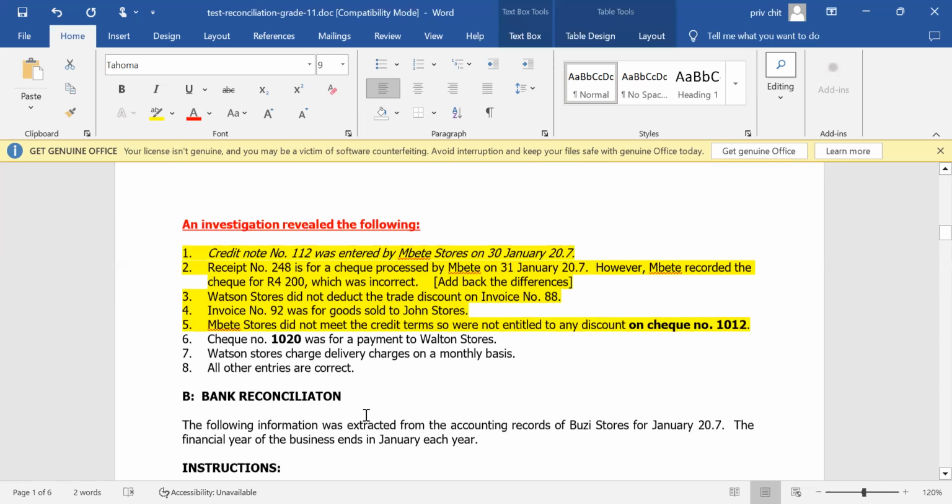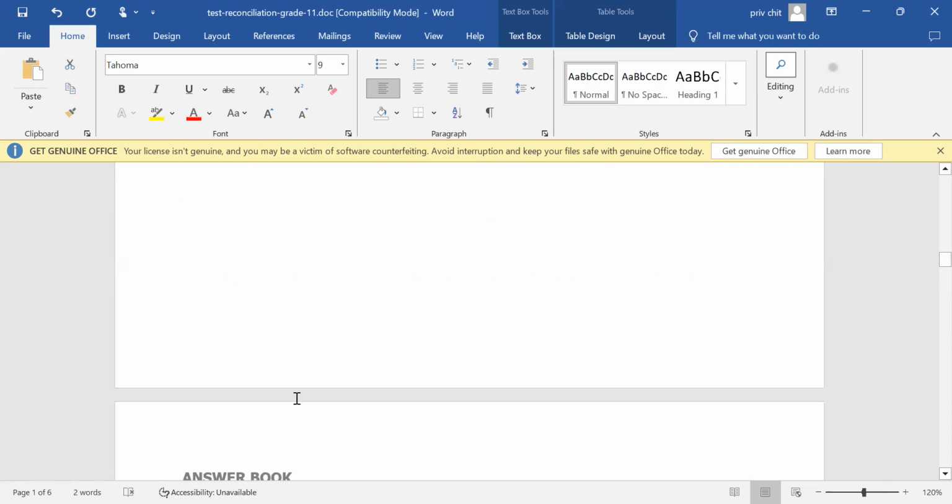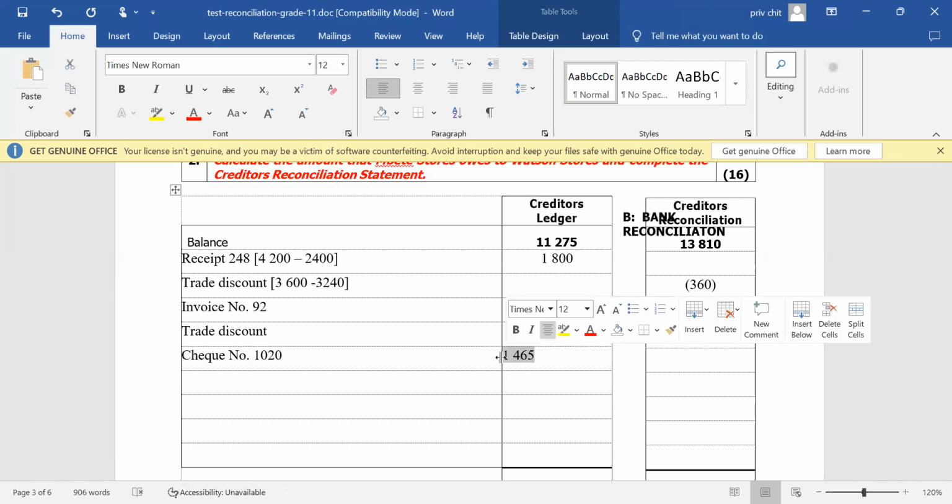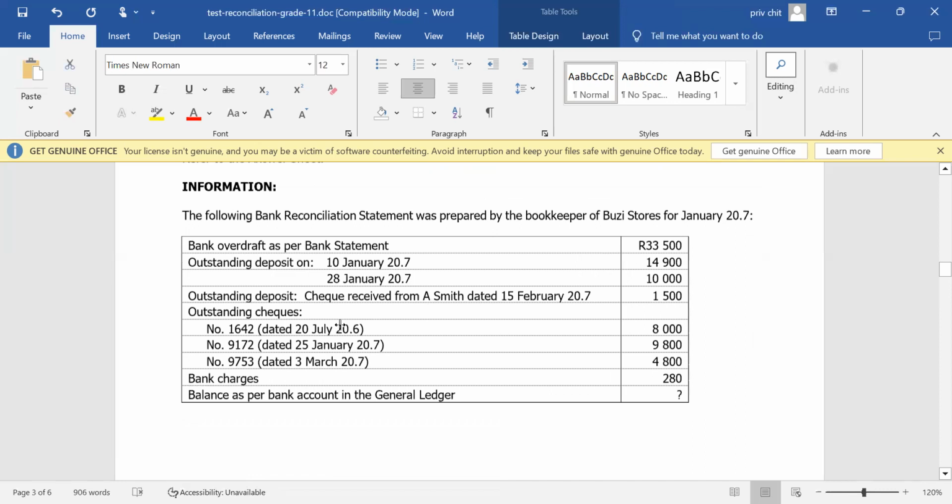So we're going to say check number 1020, and we add back how much? 1,465. We're adding it back, right? Yes. Okay. Then let's go on to the next one.